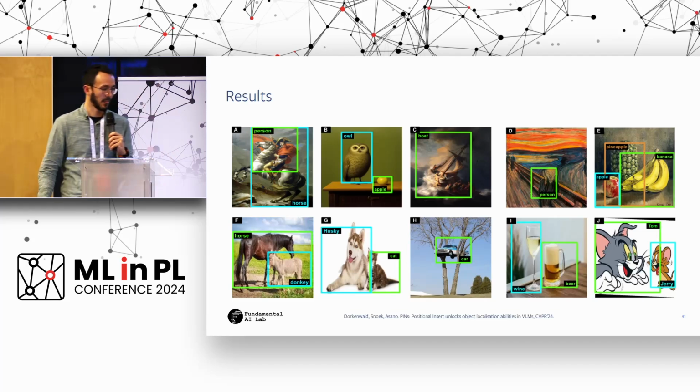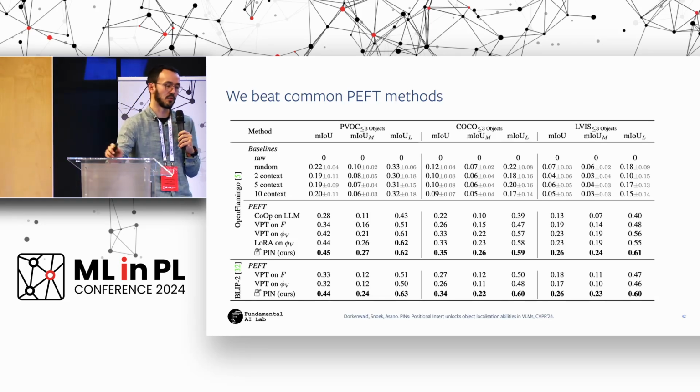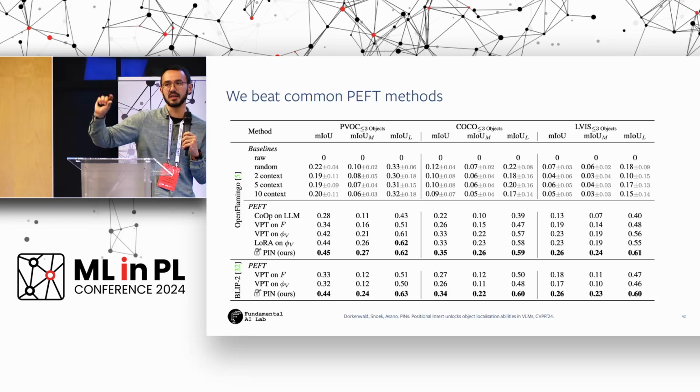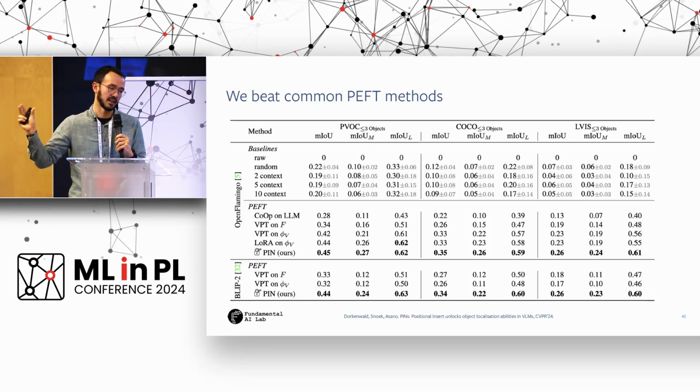We can also evaluate this on some existing data sets like Pascal VOC, and so on, and actually beat other parameter-efficient fine-tuning methods such as LoRA or visual prompt tuning on these data sets, even though we're very limitedly intervening on these latent representations that are between the vision model and the language model.